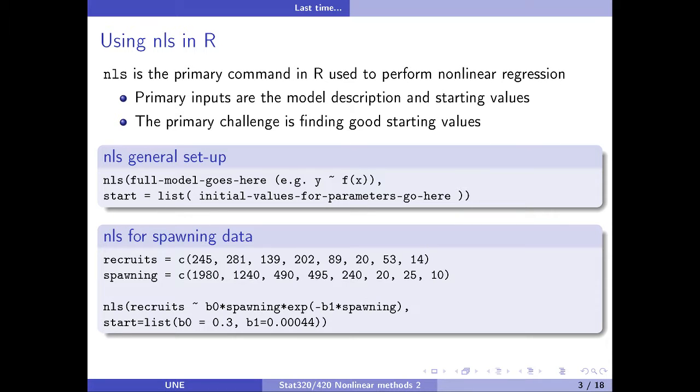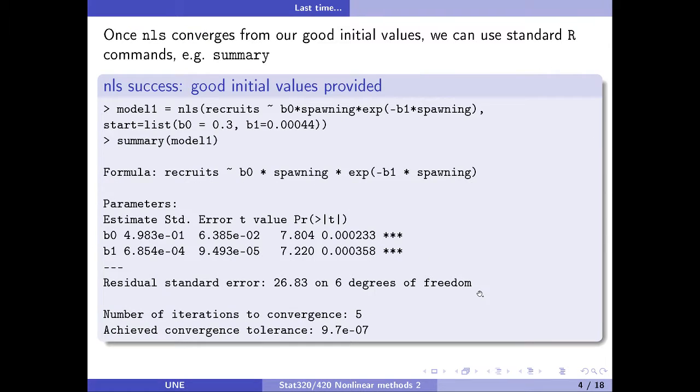We discussed how to use NLS in R. For the Ricker data, if we had recruits as our y data and spawning as our x data, we would say nls recruits tilde b0 times spawning, which is our x data, times e to the minus b1 times spawning, with some good initial values. Last time we discussed how to find those values. Once it converges, we can use our normal summary commands, get outputs, standard errors, all that sort of thing.